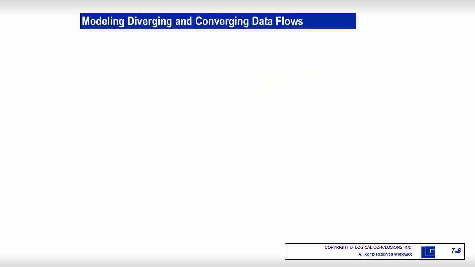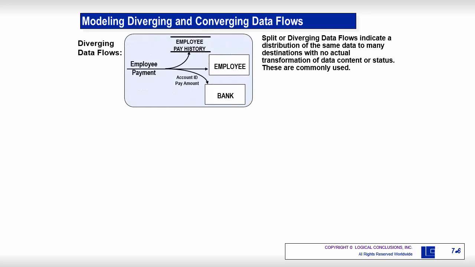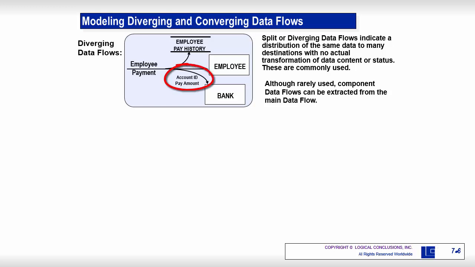There's even more to say on data flows, specifically modeling diverging and converging data flows. Split or diverging data flows indicate a distribution of the same data to many destinations, with no actual transformation of data content or status. This is shown in the top example on this slide, where the employee payment goes to many destinations. Diverging data flows are commonly used on DFDs. Although rarely used, component data flows can be extracted from the main data flow, such as this same example showing just the account ID and pay amount going to the bank.